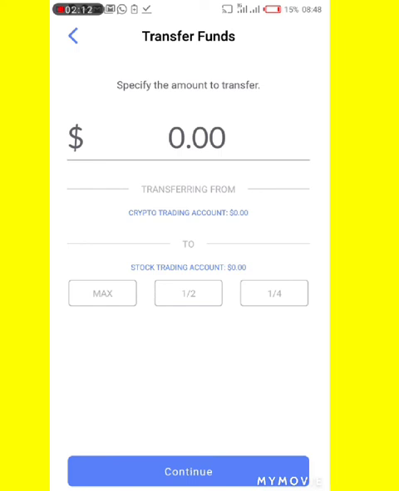And then click transfer. It definitely means if I go back to my stock account, I will see that amount of Bitcoin that I transferred. That will now help me to use it and invest in the stock market that I want to invest in.